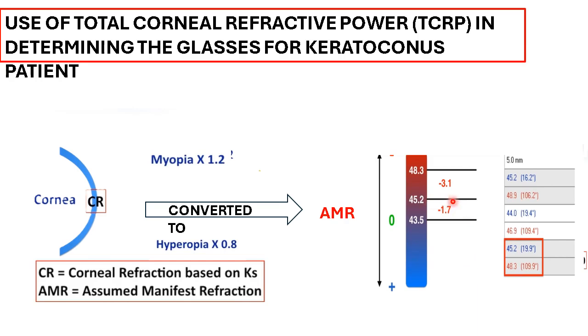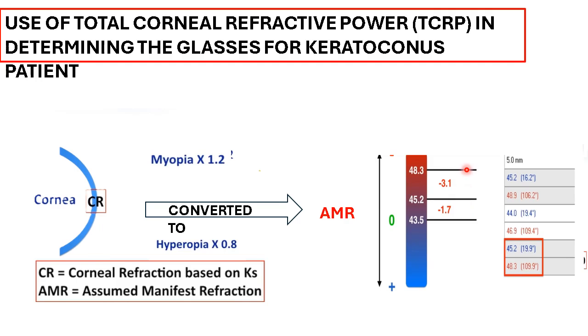This is a steep one, and the other one is more, this is the flat one, sorry. The other one, which is 48.3, is the steep one. So we assume that the 43.5 is the spherical cornea. So we determine the deviation of the first meridian from the baseline. So the first meridian, that's 45.2, deviated by about minus 1.7 diopters.